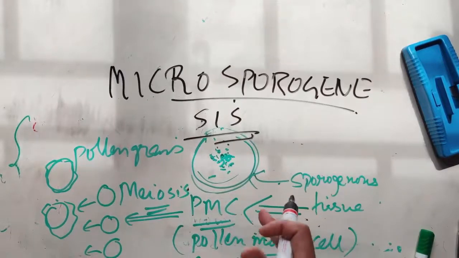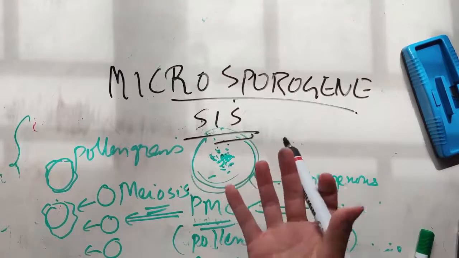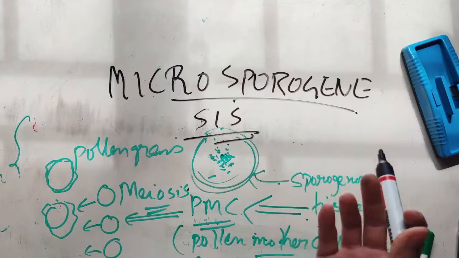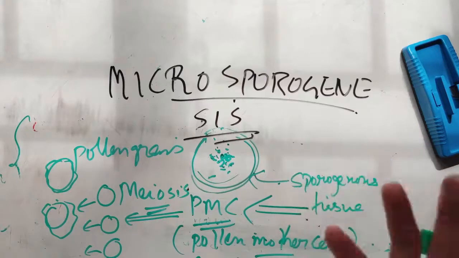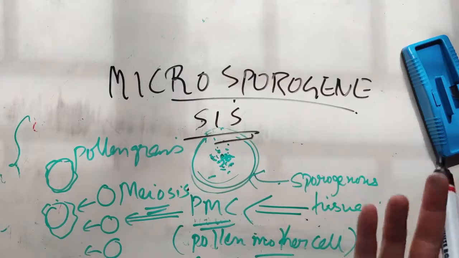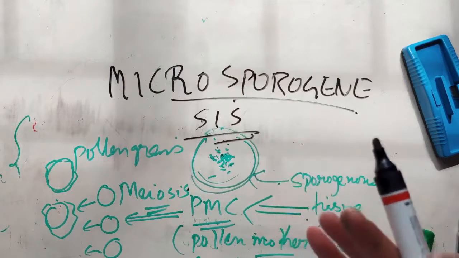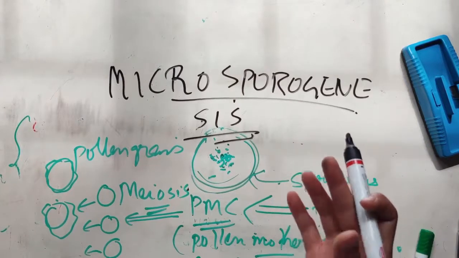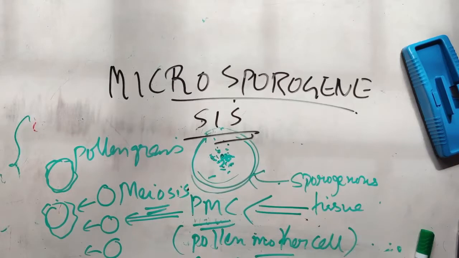Pollen grains, microspores. There are some 2-3 steps that we will do in the next class: the formation of the pollen grain from microspore and the structure of pollen grain, which is very important. So we'll do that in the next class.